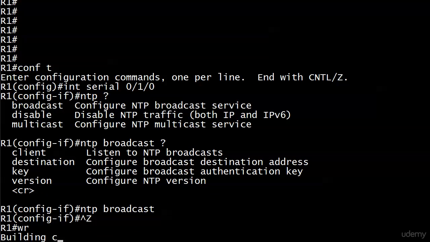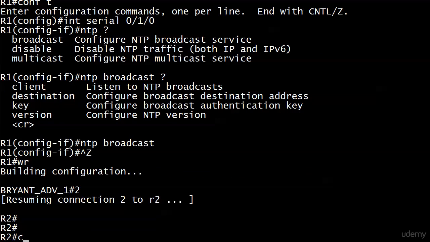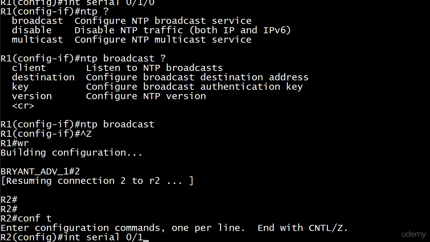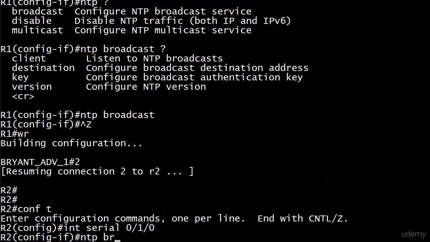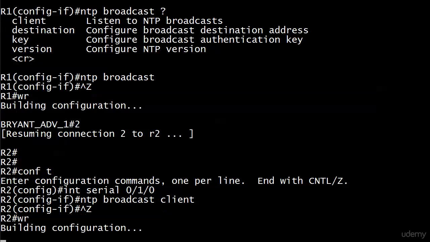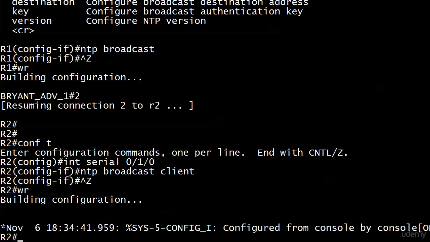So we'll go with NTP broadcast there, and then down on router 2 on the serial interface, it's NTP broadcast client. And as you would expect, I'm going to pause this for a minute or two while router 2 syncs up. Router 2 still has the correct time. You can see there November 6th and then a timestamp. However, I did get rid of the association, but it still had the time it got from router 1 in a previous lab. So let me pause the video. I'll bring you back when the association's up and running.